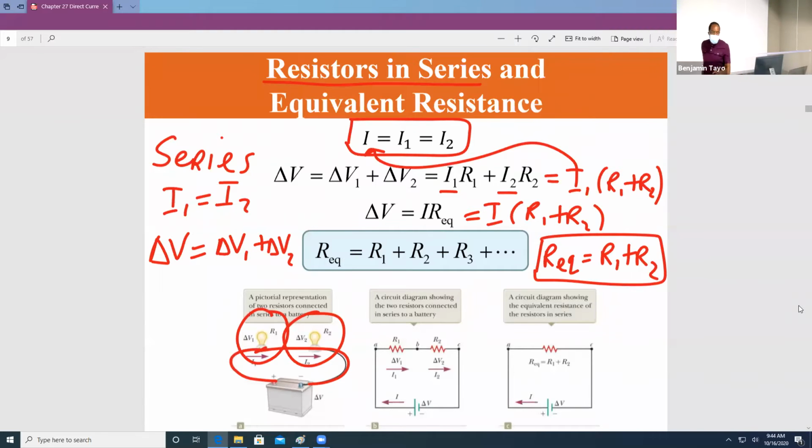So this is different from capacitors, right? If you remember for capacitors, when you connect two capacitors in series, the combined effect is not just C1 plus C2, but you calculate it using 1 over C equivalent is equal to 1 over C1 plus 1 over C2.